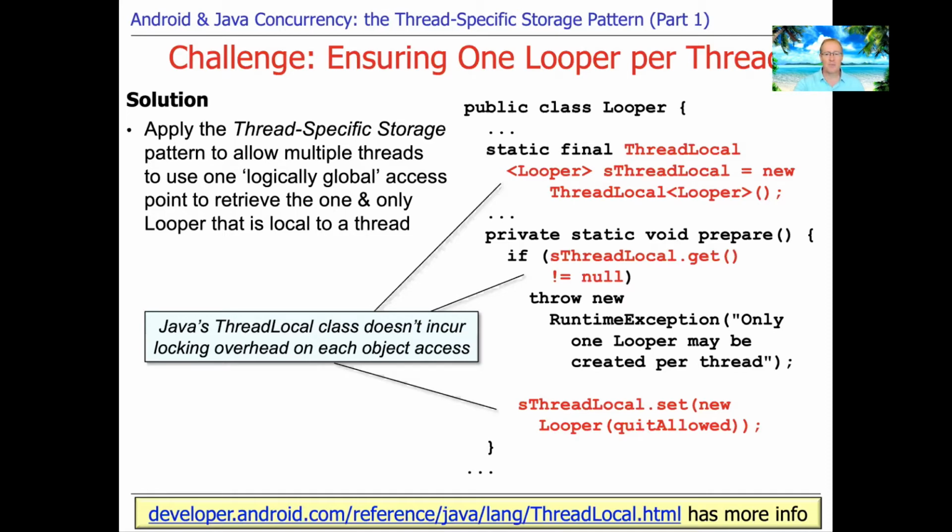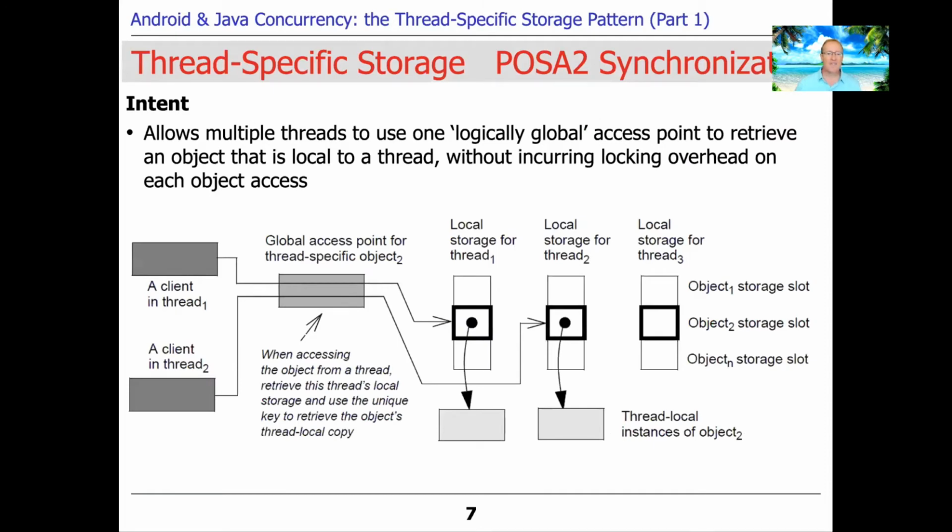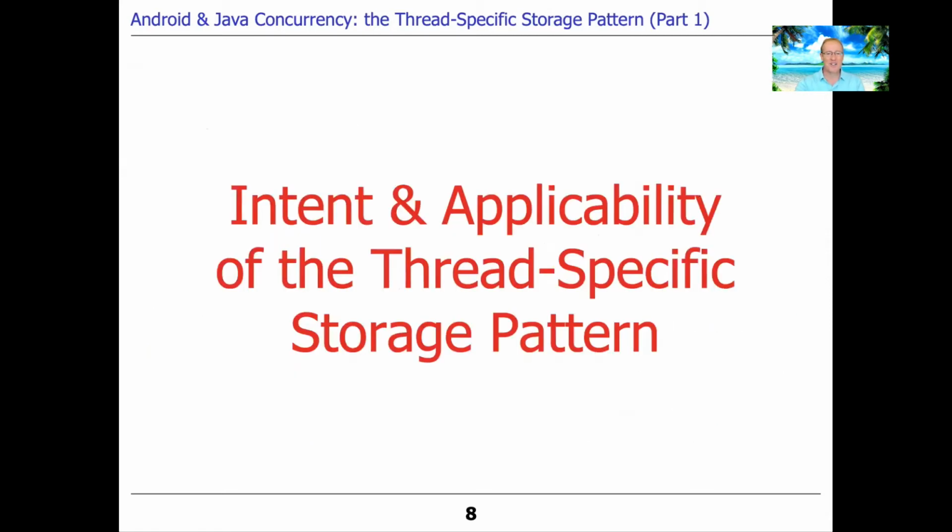So it's very efficient. What's the intent of this pattern? The intent is to allow multiple threads to use one logically global access point to retrieve an object that's actually stored locally to the thread, without having to incur locking overhead on each object's access. So every time you access the object, you don't have to grab a lock. You can just go and get the thread-local or thread-specific instance. But the way it feels is as though you're getting access to a global variable, when it's actually local to the thread. As we'll see, this requires a little magic to make it work efficiently.